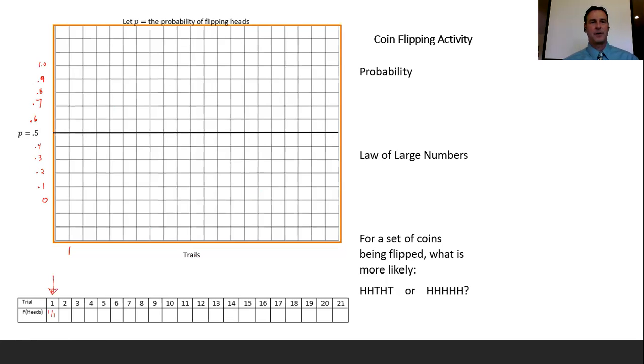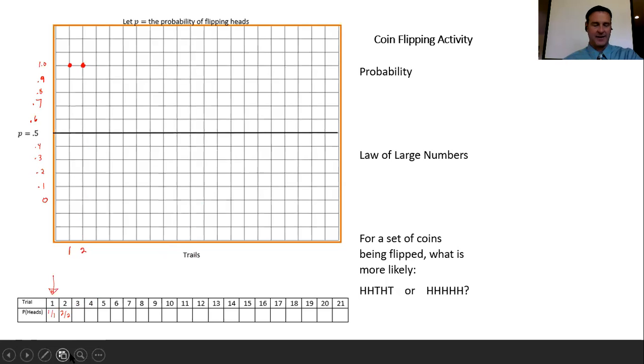But here's what I want to do. For my first trial, I have 100% of my heads. Sorry, 100% of my flips were heads. And then I'm going to flip again. And I got another heads. So now I'm 2 for 2, and I'm going to write that in, 2 for 2. Under the second trial, I'm going to put, again, 1.0 or 100% represented there. And then I'm going to flip again.